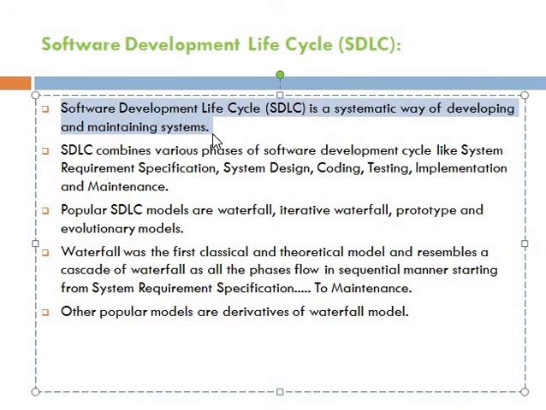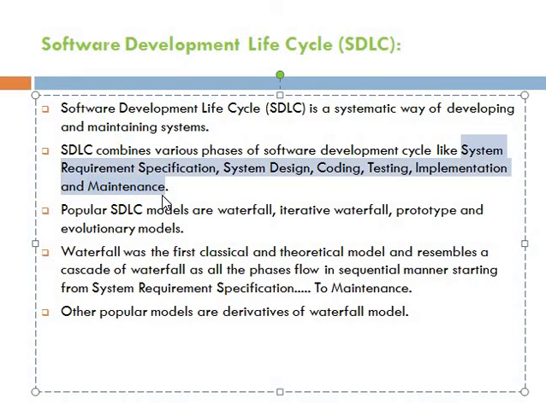Software development life cycle is a systematic way of developing and maintaining systems. There are various phases of a software development life cycle, like the system requirement specification, system design, coding, testing, implementation, and maintenance. All these phases are very important in a software development life cycle. Any software that is being developed will follow these phases.